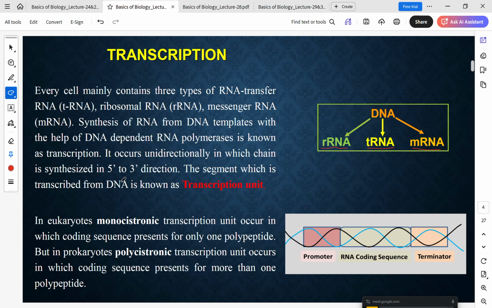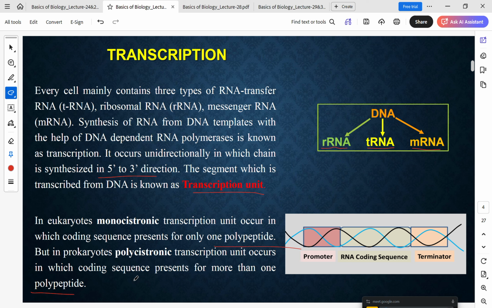This occurs unidirectionally in a 5' to 3' direction, and the segment which is transcribed from DNA is known as the transcription unit. In case of eukaryotes, monocistronic transcription occurs where one coding sequence, one stretch of DNA, will give rise to only one polypeptide. Whereas that's not the case for prokaryotes. One particular coding sequence, when read differently, can give rise to multiple polypeptides.